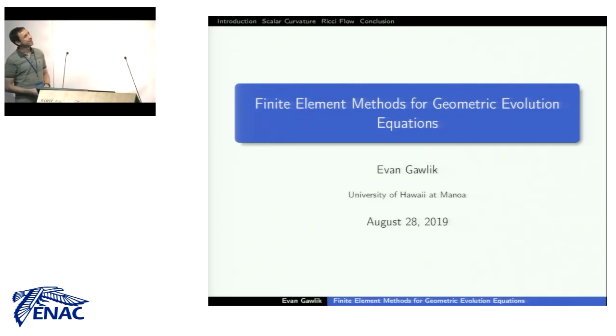I'm going to be speaking today about finite element methods for geometric evolution equations. By geometric evolution equations, what I mean are partial differential equations which govern the evolution of Riemannian metrics. And the specific model problem I have in mind here is normalized Ricci flow in 2 dimensions.